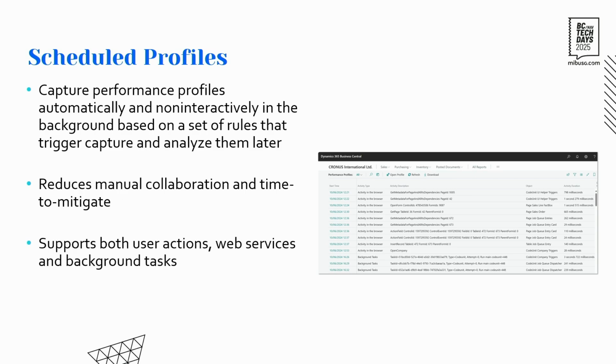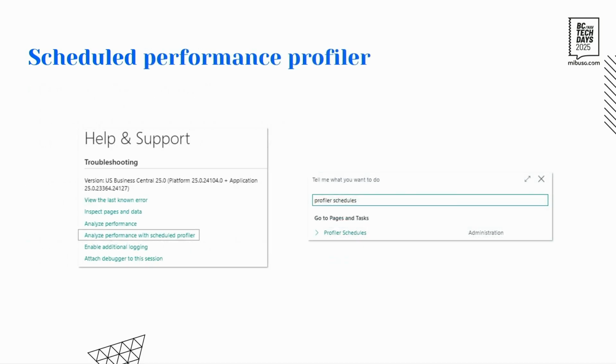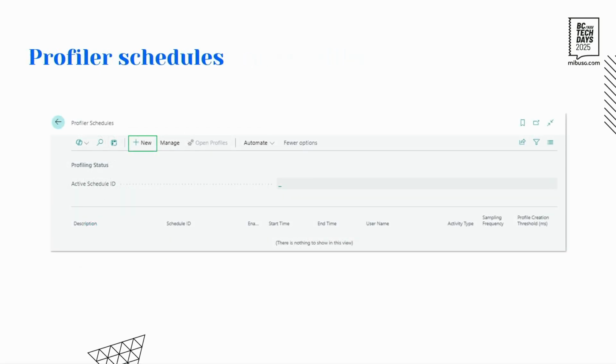Another nice thing is that it does not only support the interactive flows with the user, but also web services and background tasks, right? So if you have a performance issue in a web service, you could actually go in and monitor that via a scheduled profile. And so again, you can go to help and support or search for analyze performance with a schedule profile, or you can search for profiler schedules. That basically opens up a list view where you can define the rules for when to trigger a profile.